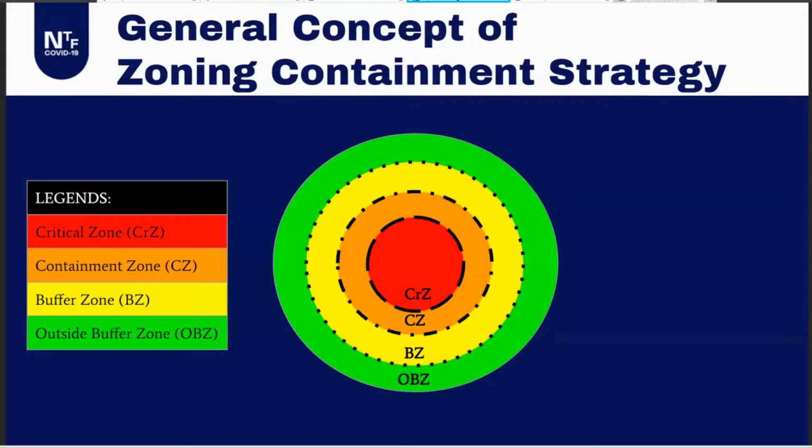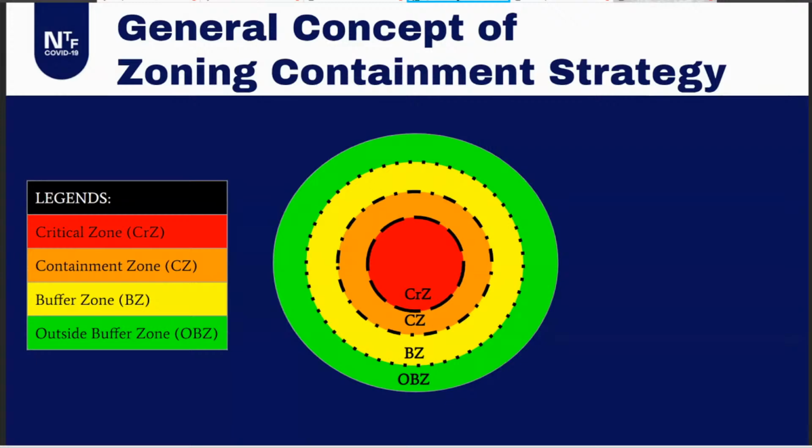So meron tayong critical zone, yun yung red. Yung orange po, yun yung containment zone. Ang yellow, buffer zone. The green one is the outside buffer zone. In implementing these zones, we need to keep in mind and utilize several principles. It is the principle of mass concentration, in which we concentrate our efforts at the most advantageous areas and places and time to achieve the decisive results.